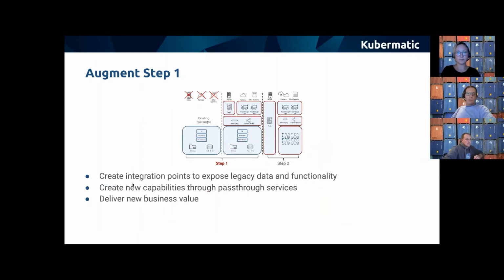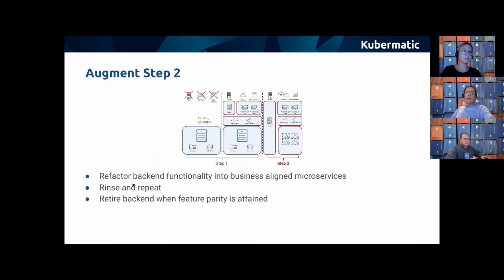First of all, we would create integration points to expose legacy data and functionality, and new capabilities would be available via so-called pass-through services, which deliver the new business value. In the second step, you would have to refactor the backend functionality into microservices, and as you would do with lift and shift, rinse and repeat until the new microservices have again reached feature parity so that you can retire the backend.